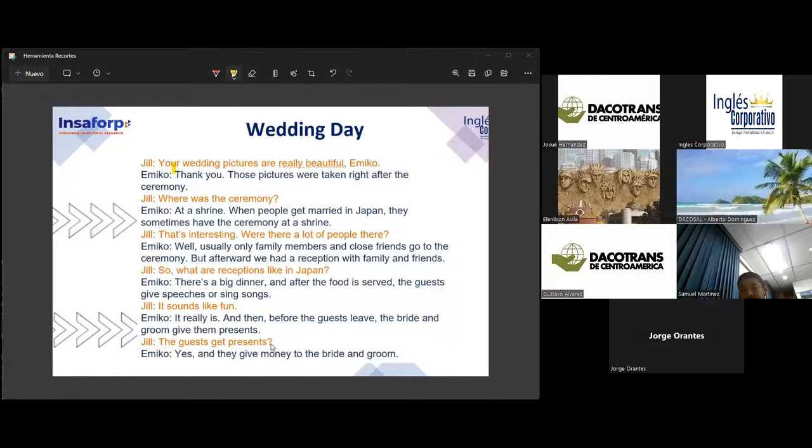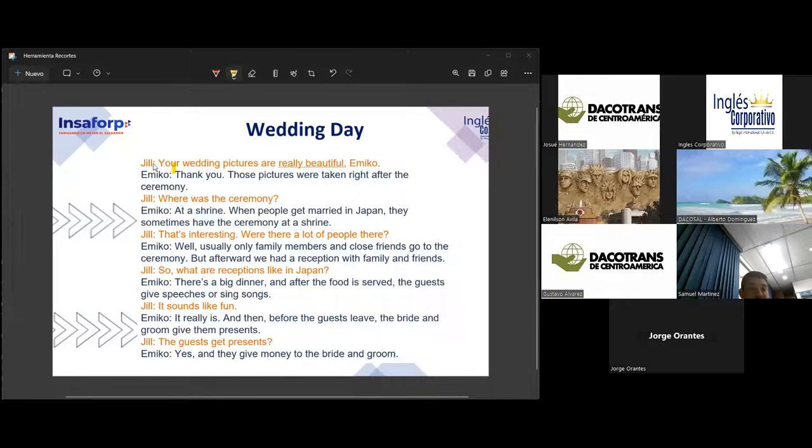So what are receptions like in Japan? There is a big dinner, and after the food is served, the guests give speeches or sing songs. It sounds like fun. It really is, and before the guests leave, the bride and groom give them presents. The guests get presents? Yes, and they give money to the bride and groom.